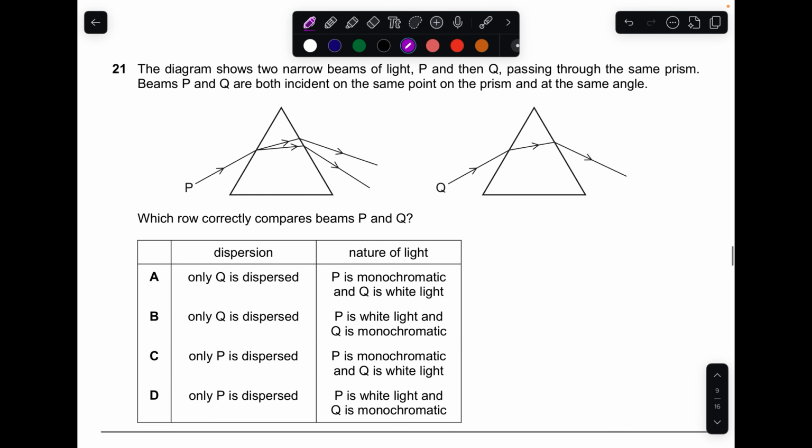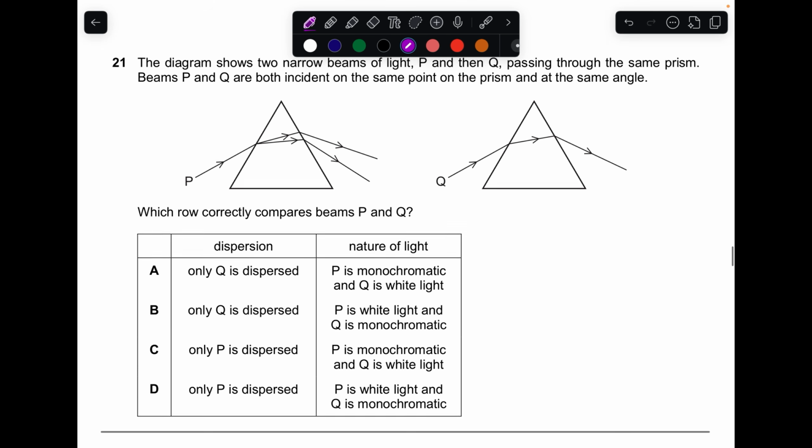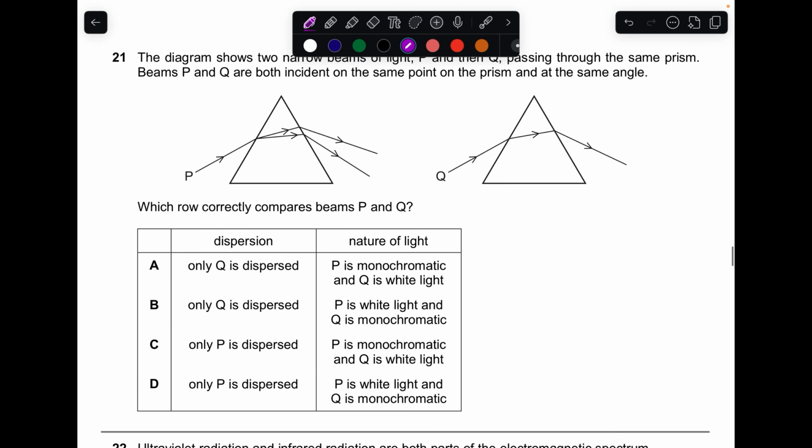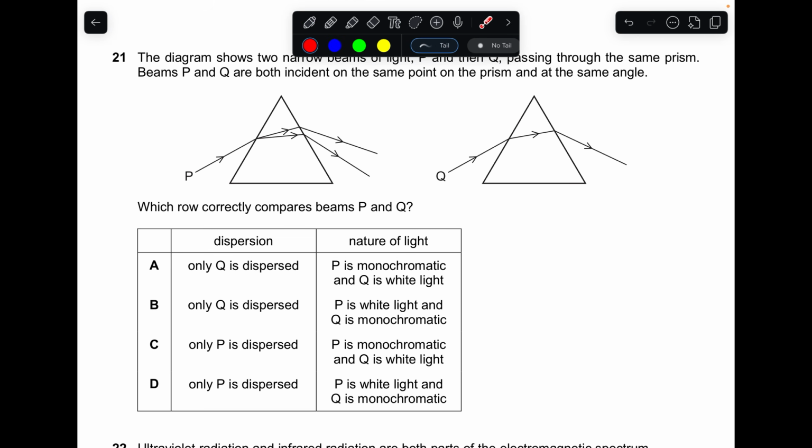Question 21. The diagram shows two narrow beams of light P and Q passing through the same prism. Beams P and Q are both incident on the same point, at the same angle. Which row correctly compares P and Q? Okay, only Q is dispersed. Yes, dispersion is splitting of waves, so it's only splitting. This wave is not splitting into different paths or different frequencies.